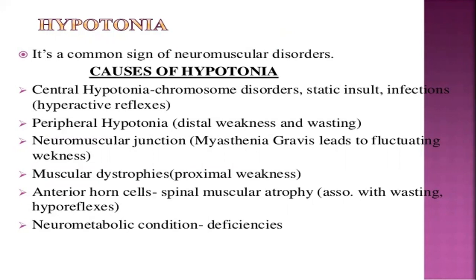Now, coming to the causes of hypotonia. Central hypotonia: chromosome disorders, static, and hyperactive reflexes. Peripheral hypotonia: distal weakness. Neuromuscular junction disorders resulting in hypotonia, like myasthenia, lead to fluctuating weakness. At times there will be normal tone within the limbs and face and everywhere; at times there will be hypotonia. In muscular dystrophy, proximal weakness will be more pronounced. Anterior horn disease and spinal muscular atrophy are associated with wasting and hyporeflexia. Neurometabolic conditions include deficiencies like vitamin B12 deficiency, calcium deficiency, etc.